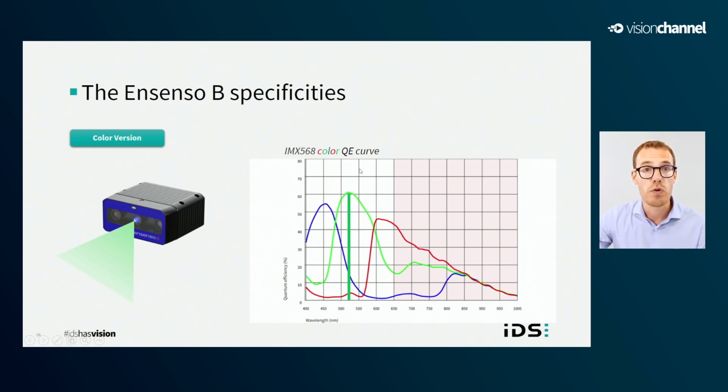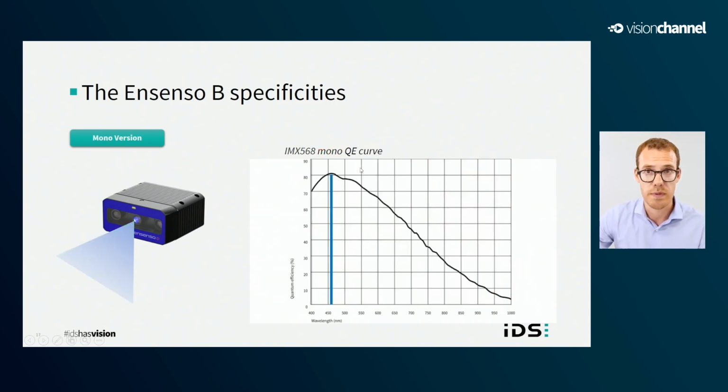Now, if you choose to work with the monochrome version of the Nsenso B, it will come with a blue projector. In that case, you can see the quantum efficiency curve of the IMX568 mono version. The mono sensor is more sensitive to blue light. This is why you will find a blue projector. This is what you find on the other Nsenso cameras, because Nsenso cameras, until the Nsenso B, always came with monochrome sensors for the stereo matching.